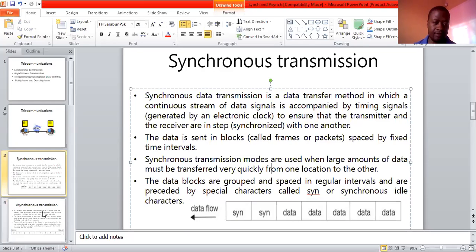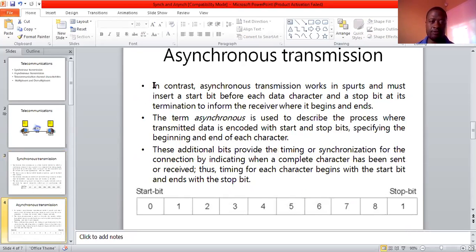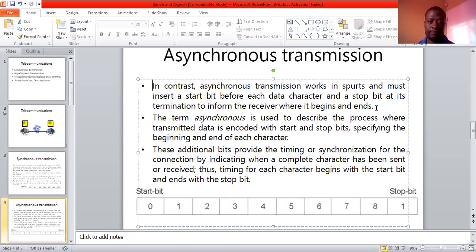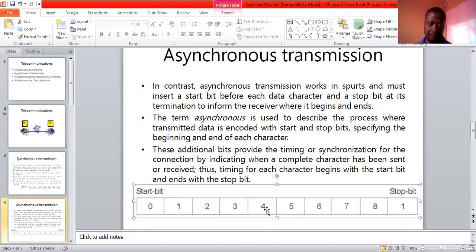Moving on to asynchronous transmission. In contrast, asynchronous transmission works in spurts and must insert a start bit in each data character and a stop bit at its termination to inform the receiver where it begins and where it ends. As you can see here in this block of information or data.